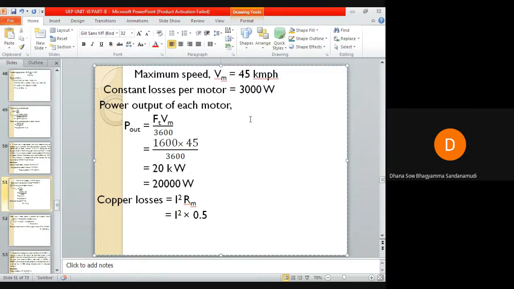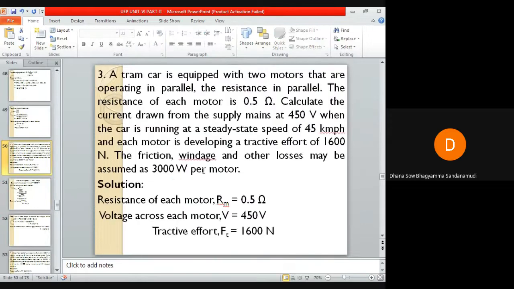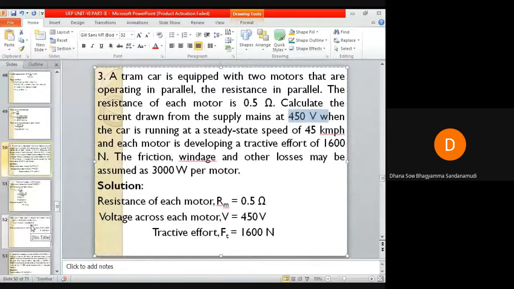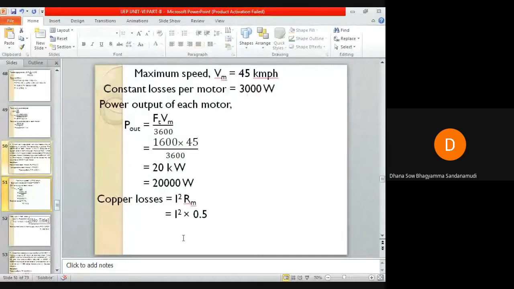We know constant losses. We know the output. Okay, what about the input? Input is what? V into I. What is V? V is the supply main voltage, 450 volts. So 450 into I will be our input value. Of course, we don't know I. So 450 into I is the input.